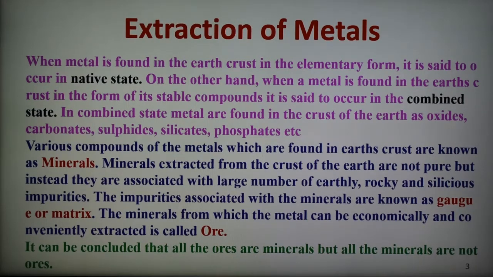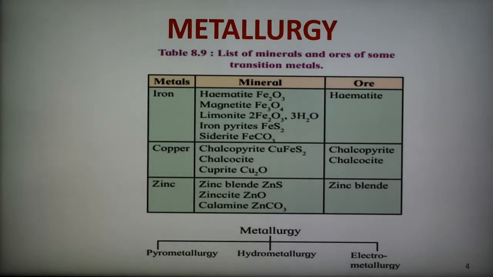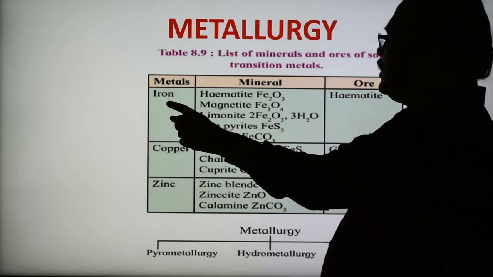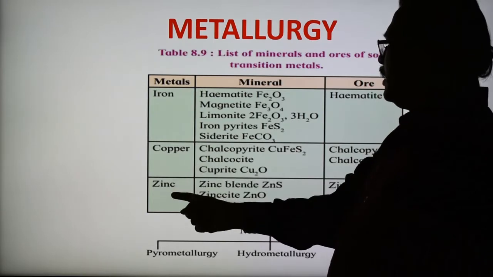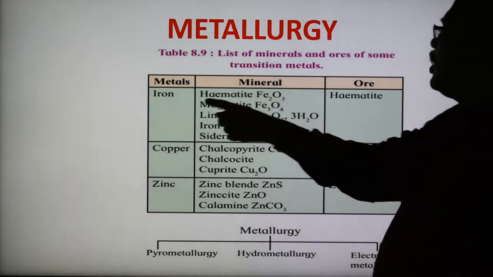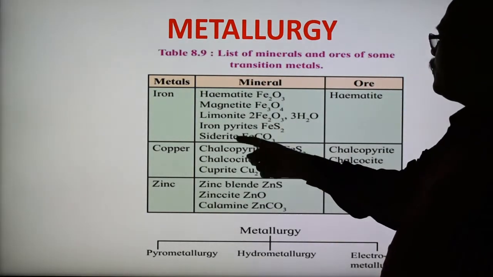So all minerals are not ore. Only those minerals from which metal can be extracted are known as the ore. Here some examples have been given, a list of minerals and the ores of some transition metals. Three metals have been shown in this table: iron, copper and zinc. The minerals of iron are 1, 2, 3, 4, 5.